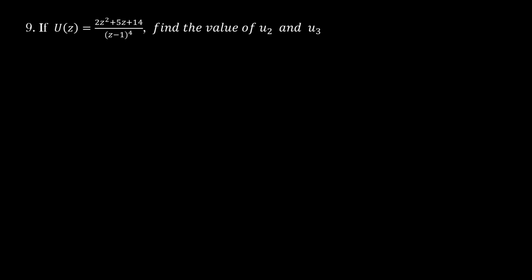Next problem is on initial value theorem. If u of z is equal to 2z square plus 5z plus 14 divided by z minus 1 whole to the power 4, find u2 and u3. To get u2 and u3, first find u0 and u1. By the initial value theorem, u0 is limit of u of z as z tends to infinity.